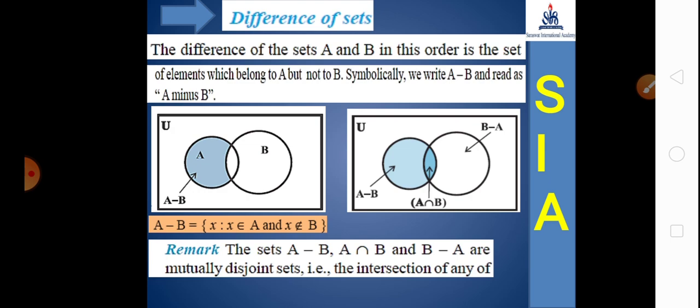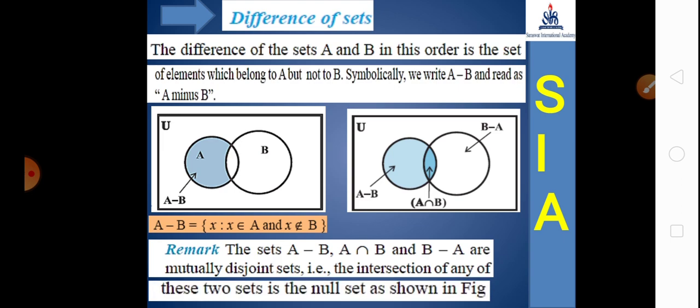So in this remark, the sets A minus B, A intersection B, and B minus A are all disjoint sets. Disjoint sets means they have nothing in common. So the intersection of them is always the null set. This means these are three independent sets, with nothing common among all three given sets.